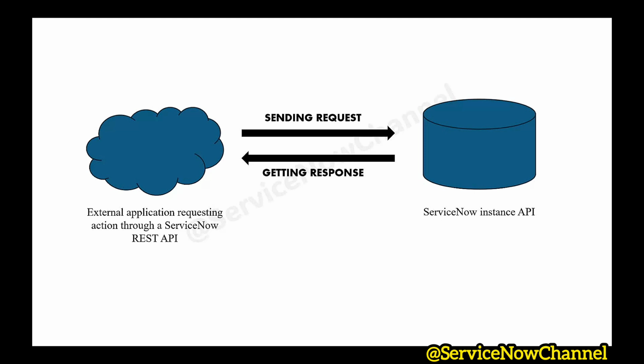Here we have two objects, the external application and the ServiceNow instance API. First, the external application sends the request to the ServiceNow instance API. After that, the ServiceNow instance API sends the response back to the external application. This process happens using the ServiceNow REST API. We saw some ServiceNow API examples previously, like the Table API, Attachment API, and Import Set API. We have many, but we discussed only three before.